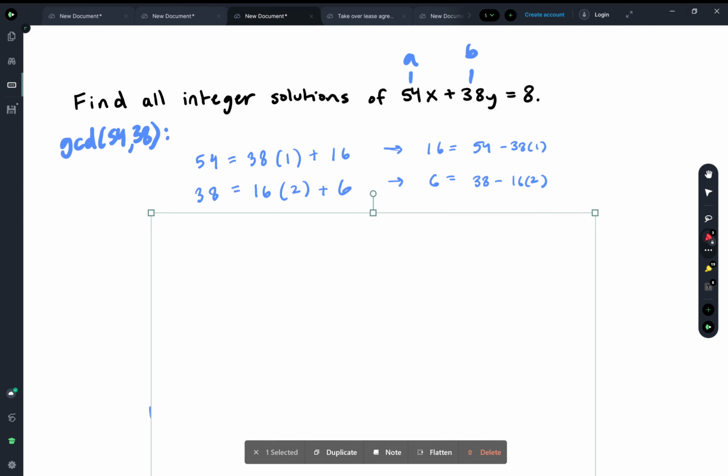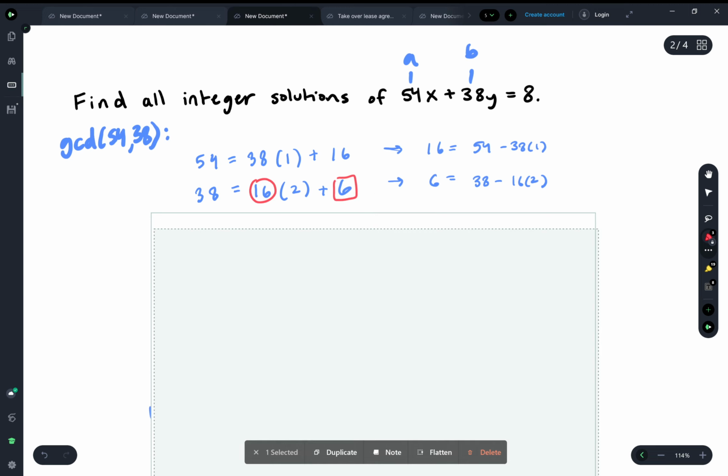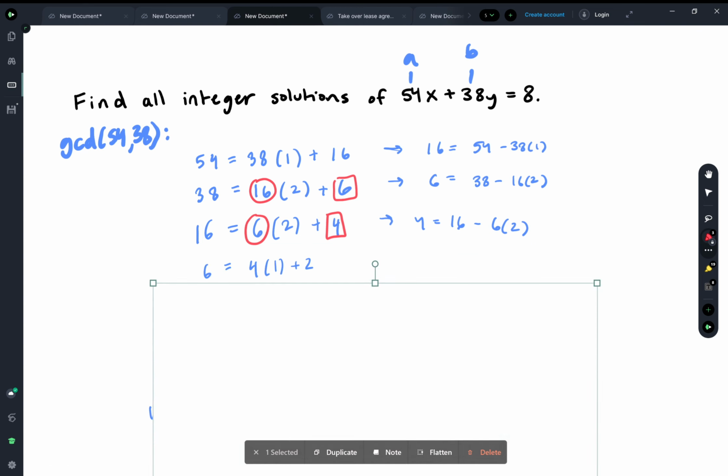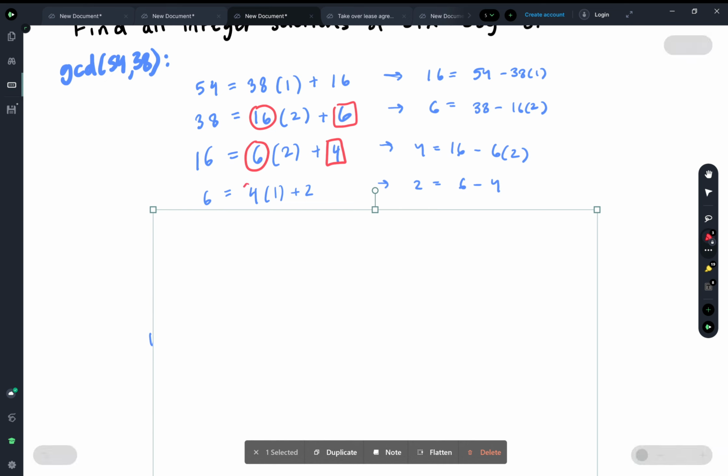Same thing, we take this number and write it in terms of this number. We have 16 is equal to 6 times 2 plus 4, which is the remainder. We flip it around, we see 4 is equal to 16 minus 6 times 2. Again, write this number in terms of this number, and we get 6 equals 4 times 1 plus 2. Flip it, 2 equals 6 minus 4. And again, write 4 in terms of 2.